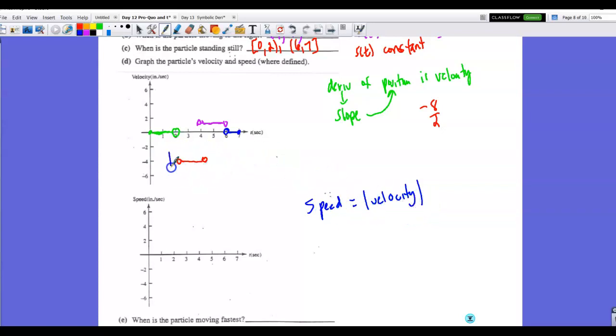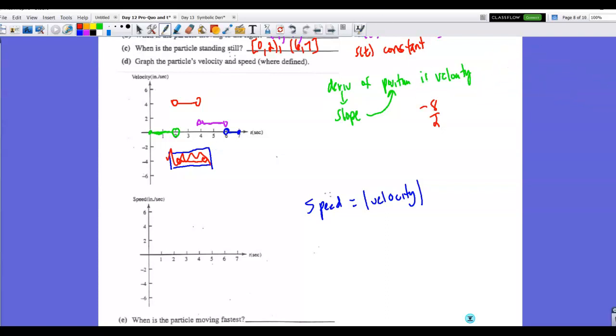So really the only thing that's going to happen is this segment that is below the x-axis is going to reflect over the x-axis, and it's going to reflect up to here, to +4. So I'd have from 2 to 4. And so the speed graph would be from 0 and above, and that's what my speed graph would look like. So this piece would be gone for the speed graph. So that's how you change the velocity graph into a speed graph.